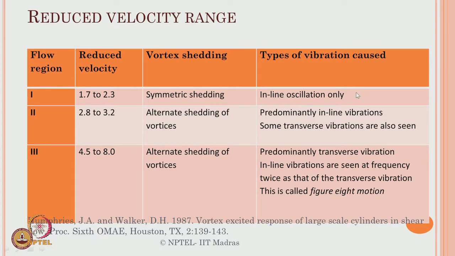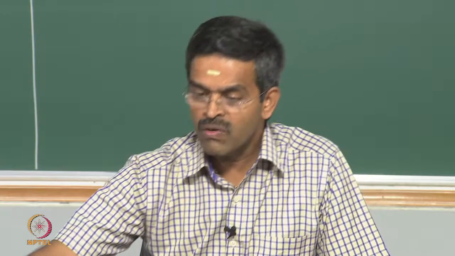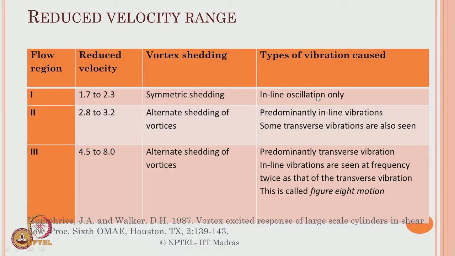Please understand, when you talk about design of a given system, we must understand what frequency we must approach for calculating the response of the system. So, when your flow regime is only with a reduced velocity of 1.7 to 2.3, which causes symmetric shedding, it will result only in inline oscillation, whereas in flow regime 3, where the reduced velocity can go as high as 8.0, it causes alternate shedding of vortices, which will cause transverse vibration, and inline vibrations are seen at frequency twice that of transverse vibration, which will result in what we call figure 8 motion of the structural system. So, here the stability of the system will be challenged.